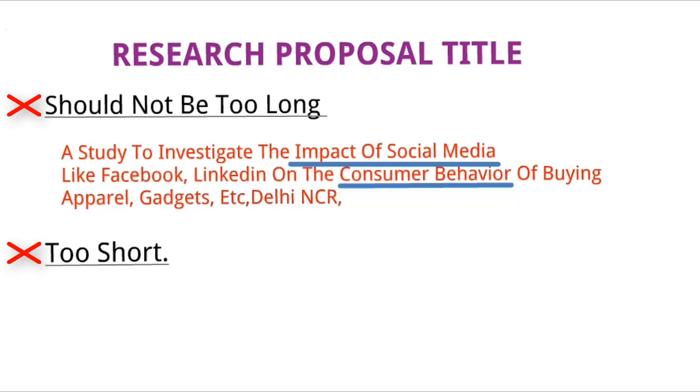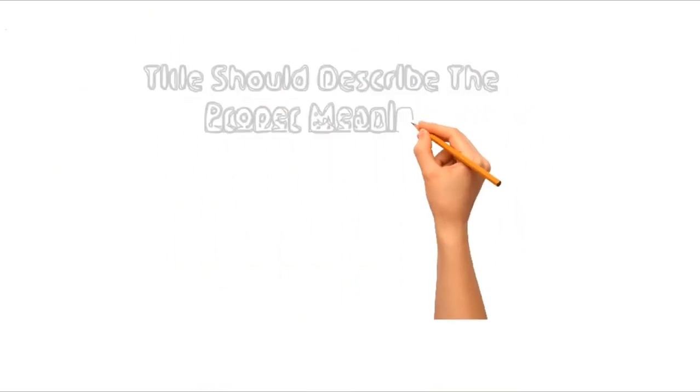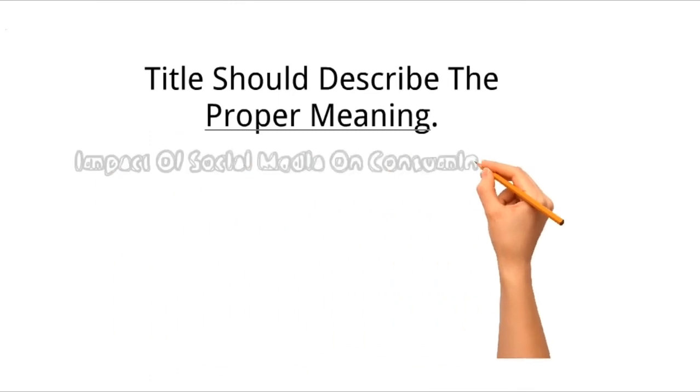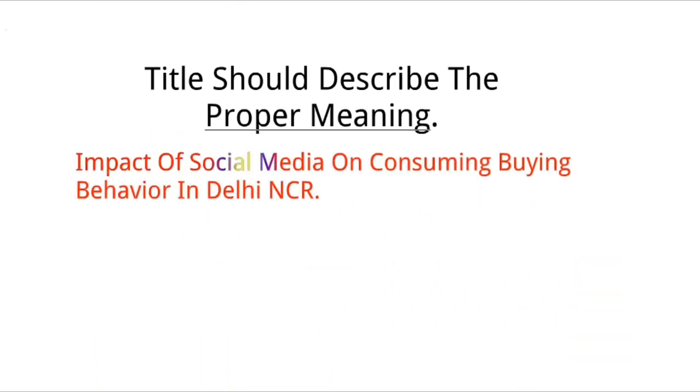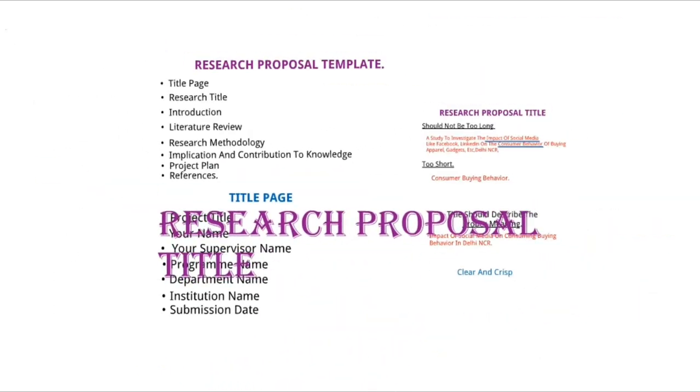Secondly, it shouldn't be too short, like consumer buying behavior. As we can see, there is no starting and ending, so it is of no use. So the research proposal title should describe the proper meaning, like impact of social media on consumer buying behavior in Delhi NCR. That's it. It is clear and crisp. So this is all about the research proposal title.